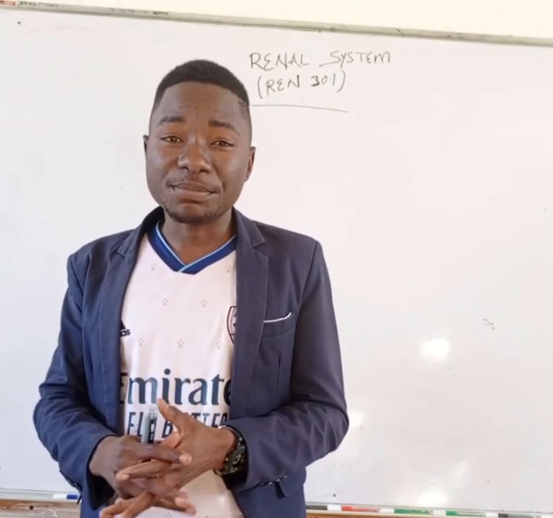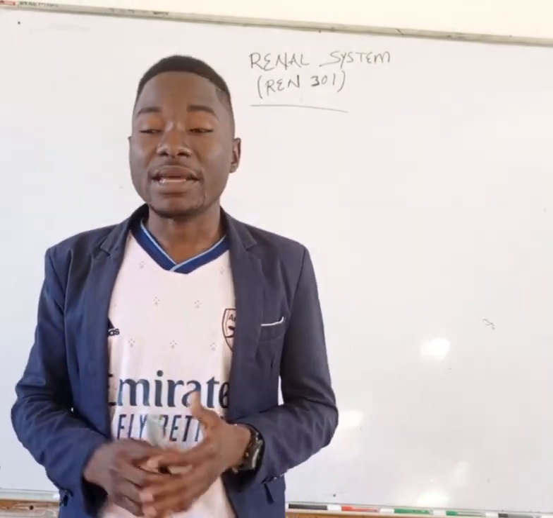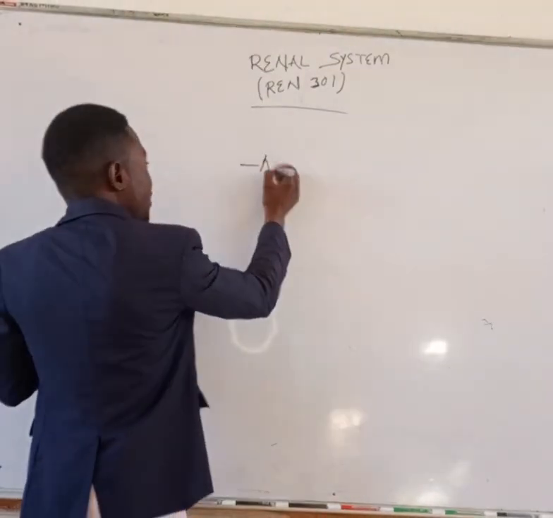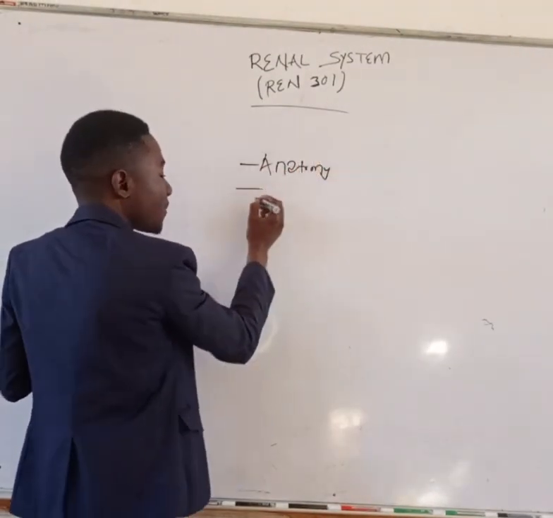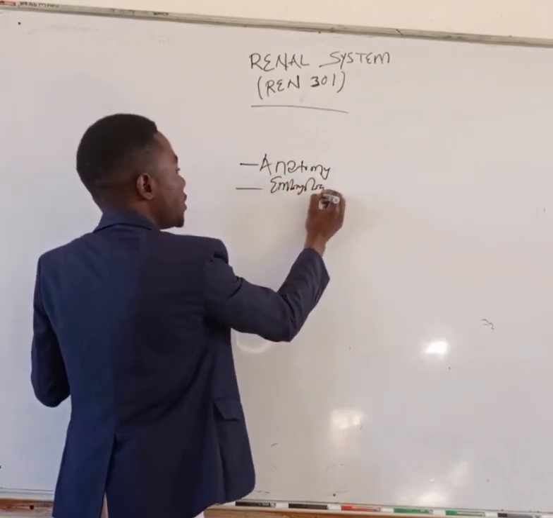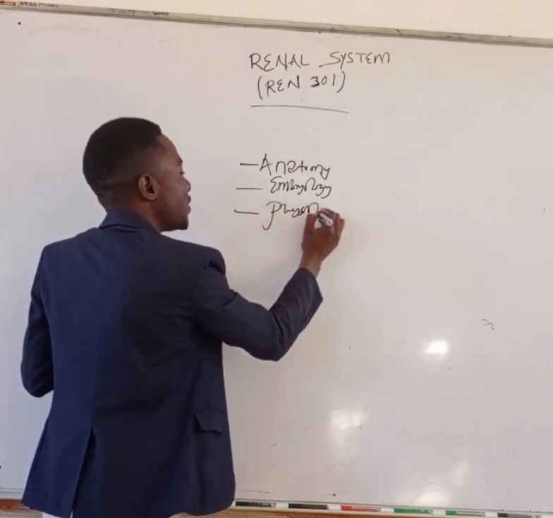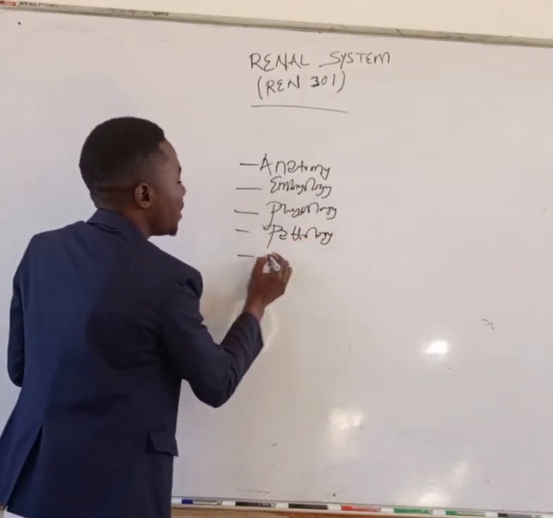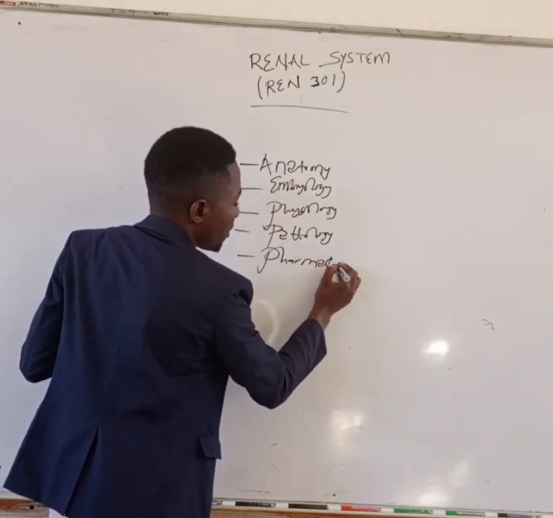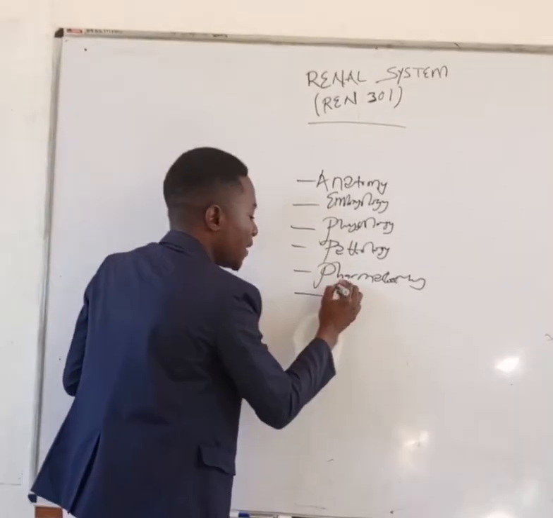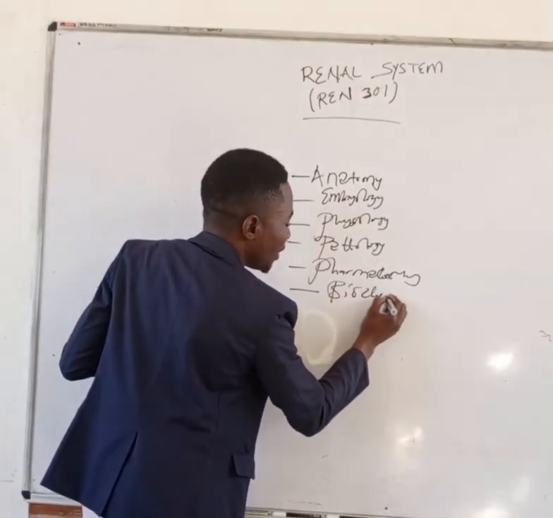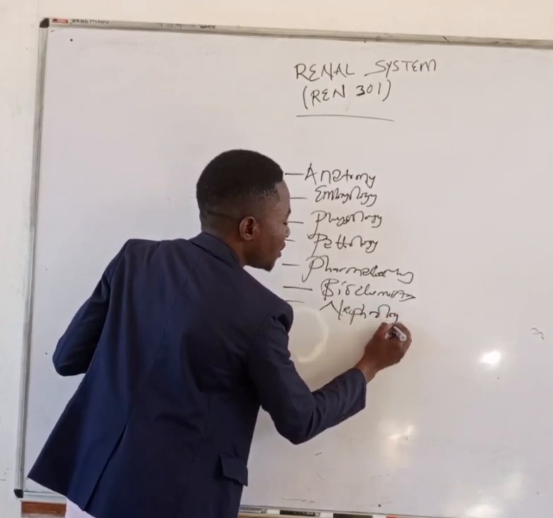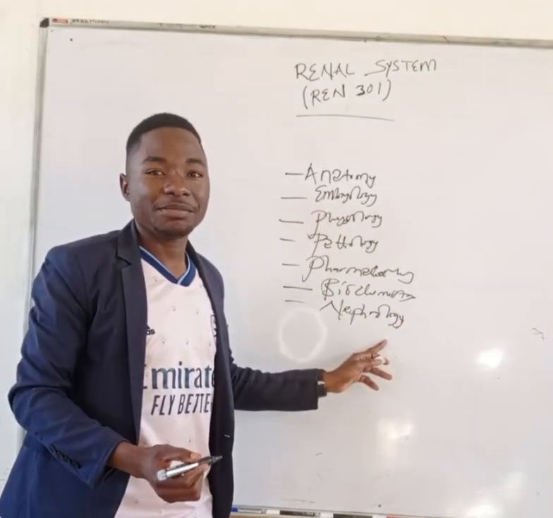Now, the renal system was being done as a system in previous years, but there are some changes in the way that you are going to be doing the basics. So you do the anatomy of the renal system, the embryology, the physiology, and then the pathology, then the pharmacology, then the biochemistry, and then what you call nephrology. So this is basically the brain of the renal system, but we call it nephrology.